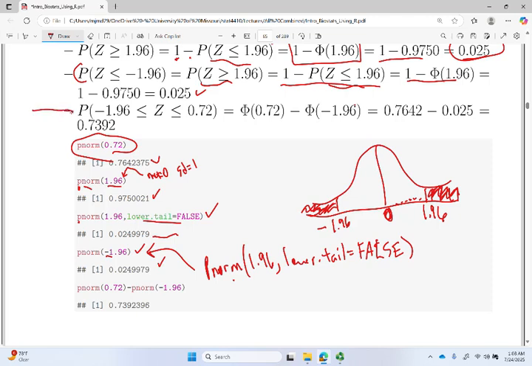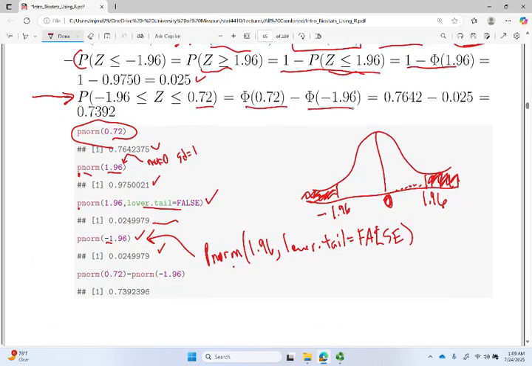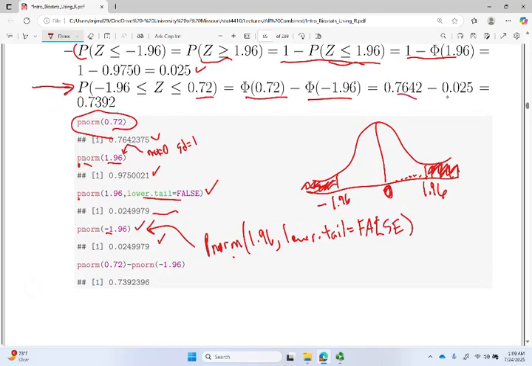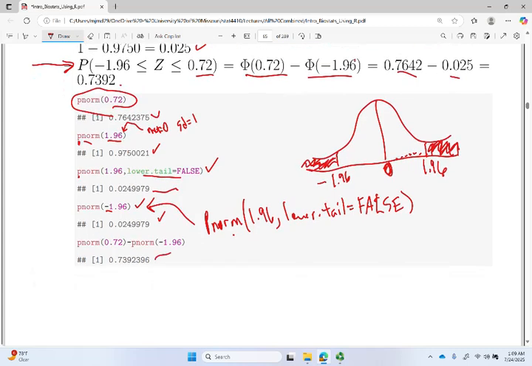To find probabilities that we're between values, then we have to subtract the CDF at 0.72 minus the CDF at negative 1.96. So that's what this is. And then we calculated those above, and it's 0.739.